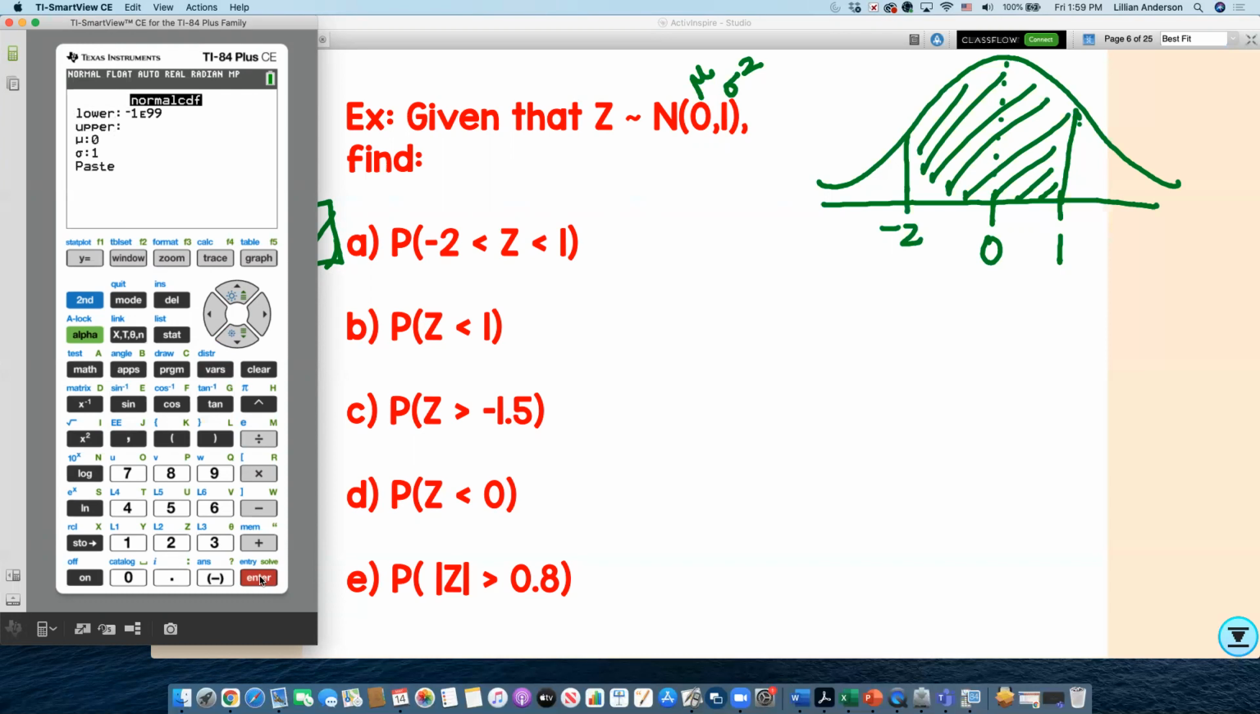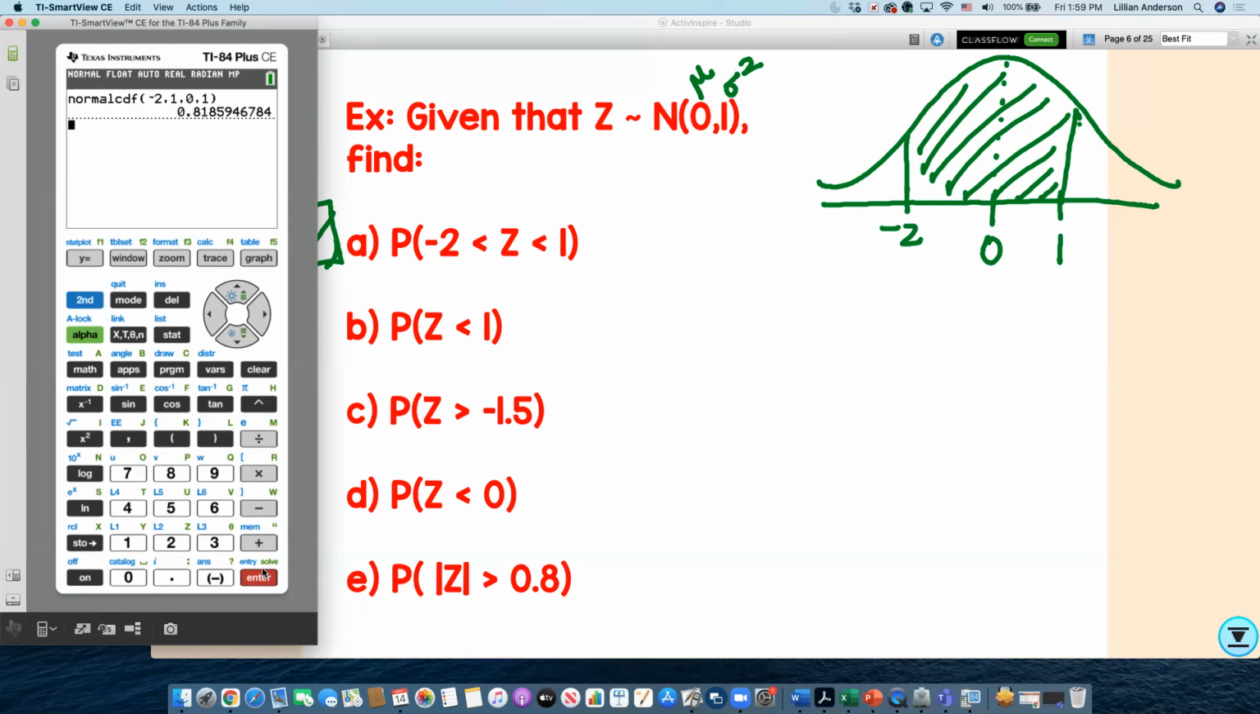Wonderful. It says lower, upper, mean, and standard deviation. Lower basically means out of the region that you're trying to find the probability of, what is the lower limit of the shaded region? -2, so we type in -2 here. Then it says upper. What's the upper limit of the shaded area? 1. Our mean is 0, because that's what it was from the beginning, and our standard deviation is 1, so I don't have to worry about changing that. I go to paste. I like paste because you can look at it one more time, make sure you typed in all your numbers correctly, and then you click enter.